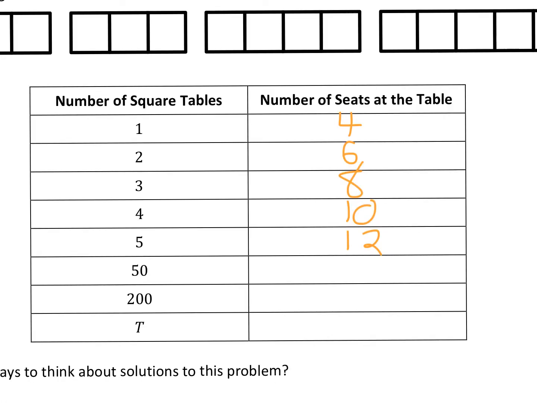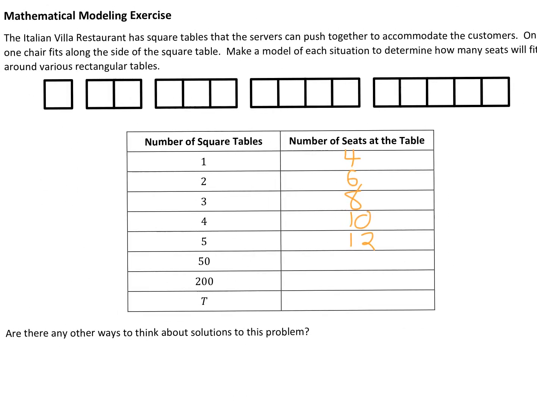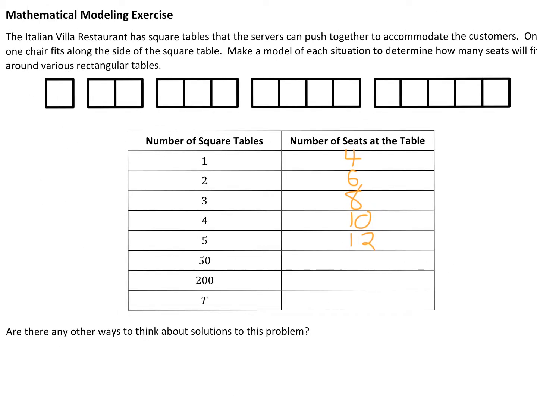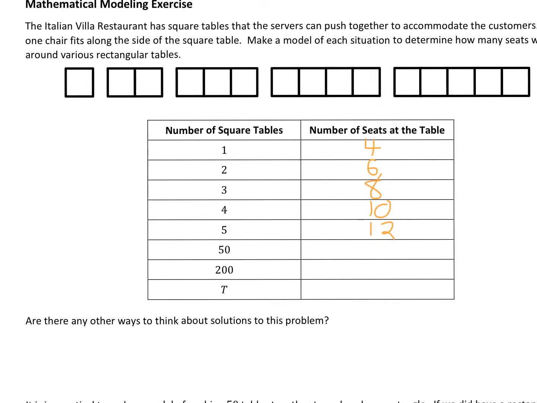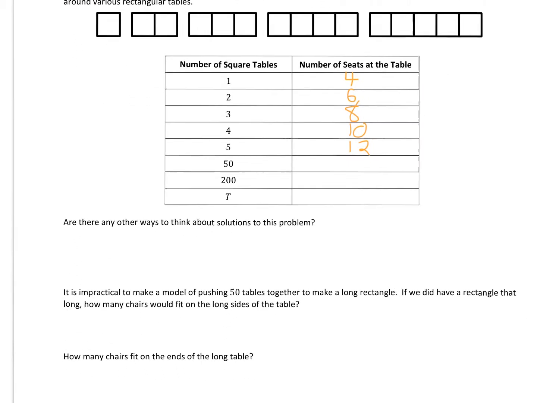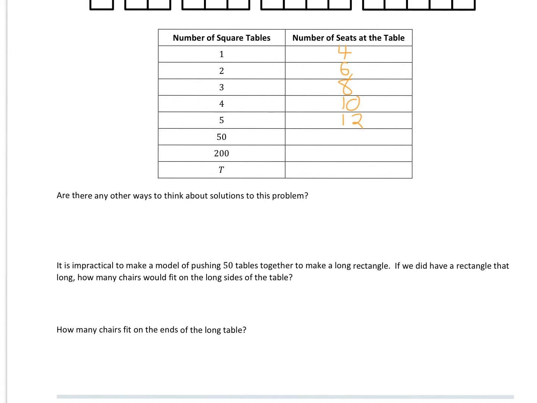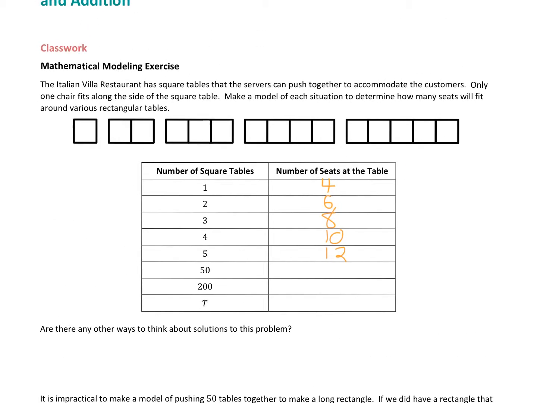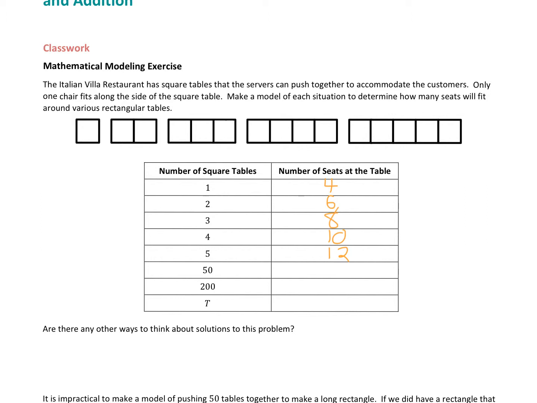Okay, so you can see here I've filled out the table just by counting how many people would fit around. So are there other ways to think about solutions to this problem? You should be thinking, yes, we can make an expression to figure it out, because if you can't count around it, it's going to be too hard. Is it impractical to make a model of pushing 50 tables together to make a long rectangle? Probably. If we did have a rectangle that long, how many chairs would fit along the long sides of the table?